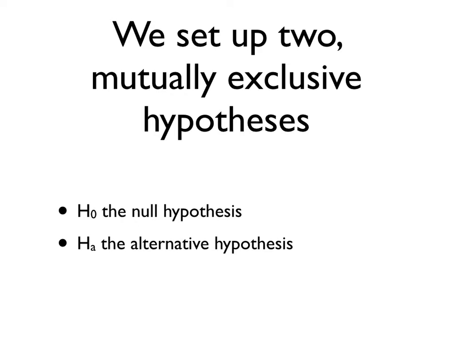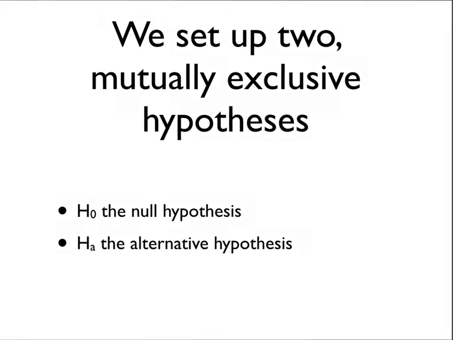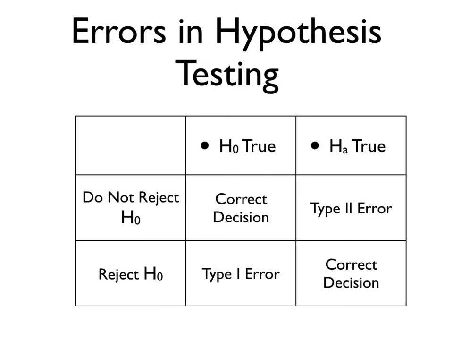So HA is the alternative hypothesis. That's the one that something did happen, that there is a difference. That the two groups, let's say we're comparing two groups, come from different parent populations. H0 is the null hypothesis, that nothing happened. The two groups come from the same population.